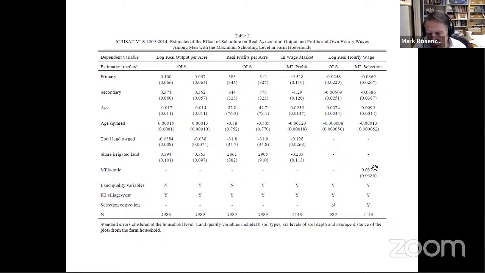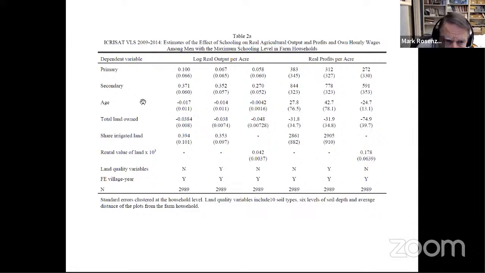And we don't see much evidence of selectivity on unobservables either, because the notion that there's skill bias doesn't make sense if skill is not being rewarded in these tasks. So it's pretty clear, both by the behavior of these farmers and by the evidence we get from the profit function and from the hourly wage results, that schooling, secondary schooling, benefits the landed and not the landless.